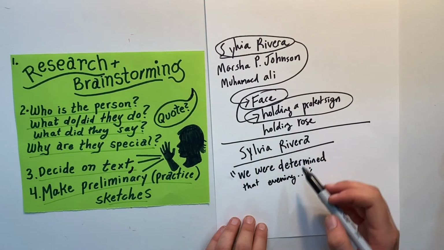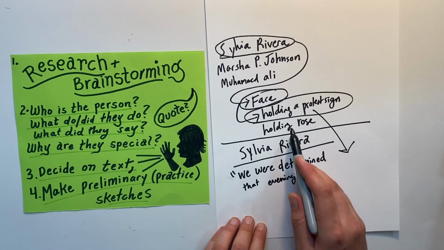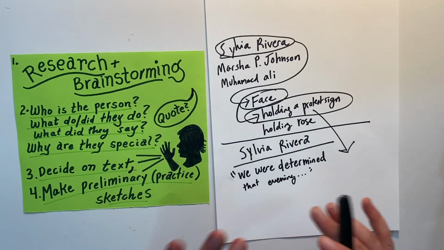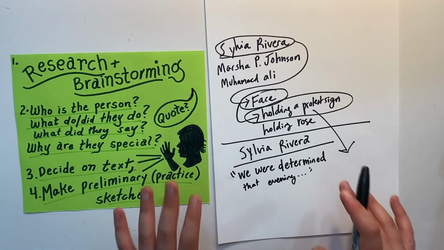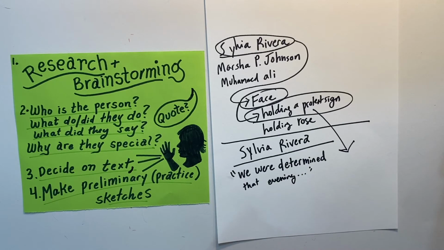So I would put the name, the quote, and then I think I want to have her holding a protest sign. I don't think I want to have her holding the rose, but I think I want to add roses into the background. So once I've decided just the very basic idea of what I want on my poster by taking notes, I can start working on my preliminary sketches.